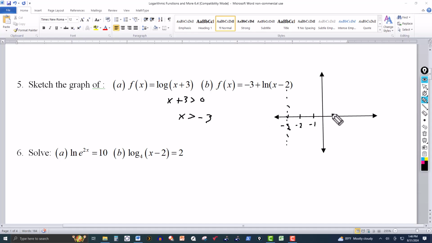So instead of the graph passing there, it shifts over 3 units, so the graph is going like this. It approaches the vertical asymptote of x equal -3 here, passes through -2, 0, and then it goes up. That's your graph for the first one.